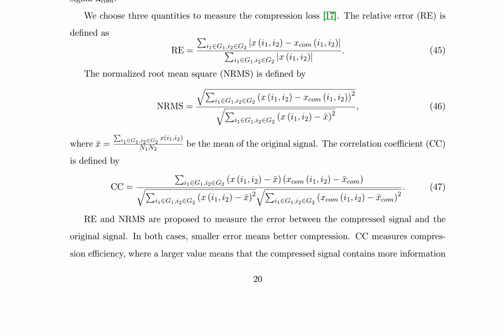To measure the compression loss, the authors use three quantities: relative error, RE, normalized root mean square, NRMS, and correlation coefficient, CC. These metrics are used to evaluate the error between the compressed signal and the original signal, as well as the compression efficiency. The results indicate that the M-D GLCT provides better compression effects compared to M-D GFRFT, highlighting its potential in various signal processing domains.